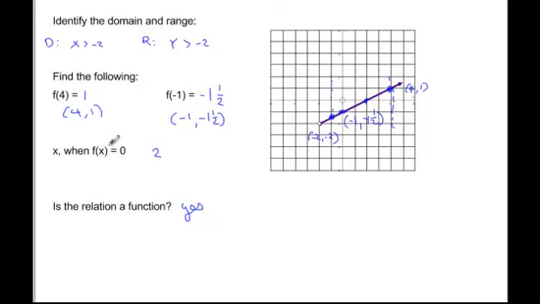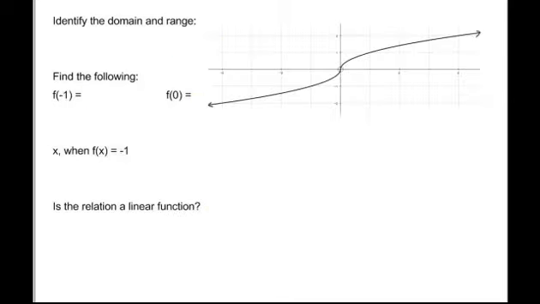Find x when f of x equals 0. That's like the line y equals 0. That's this line right here. Crosses right there. That's the point 2, 0. There was only 1 this time. X is 2. Is it a function? Yes. Passes the vertical line test.